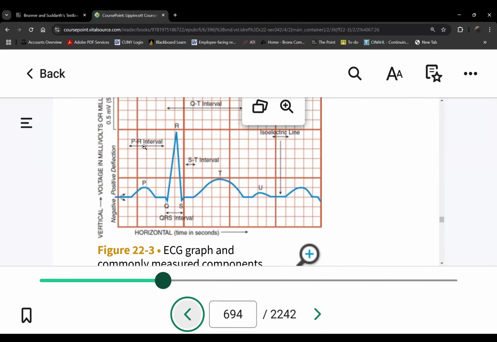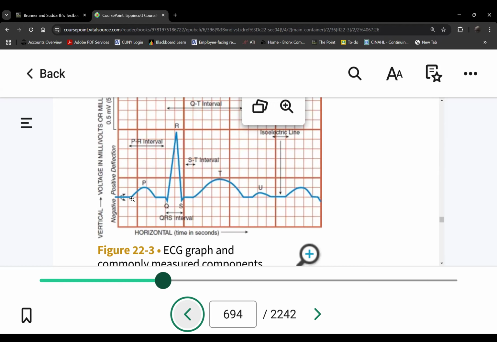I repeat, the PR interval is here. What does the PR interval represent again? We know the P wave is when the atria contracted, and where did the impulse come from? The SA node. So what is this duration from when the P wave started to right before the QRS complex, when the ventricles contracted? What is therefore represented by the PQ, or the official name, PR interval?